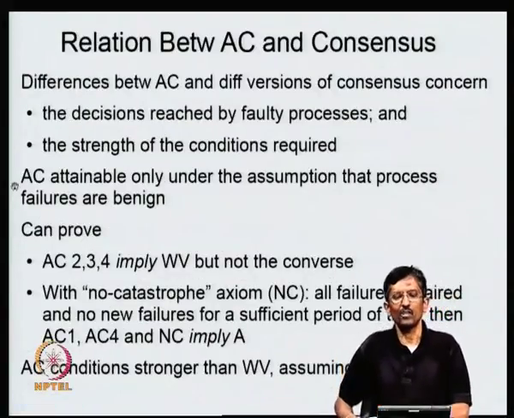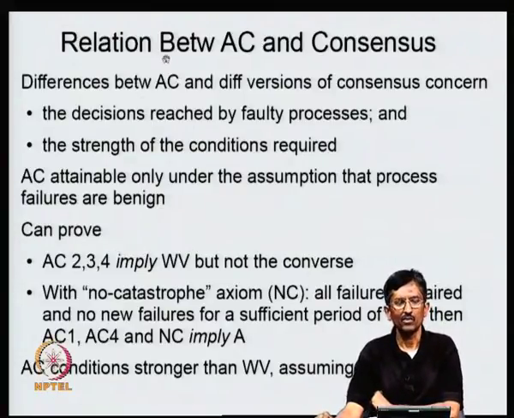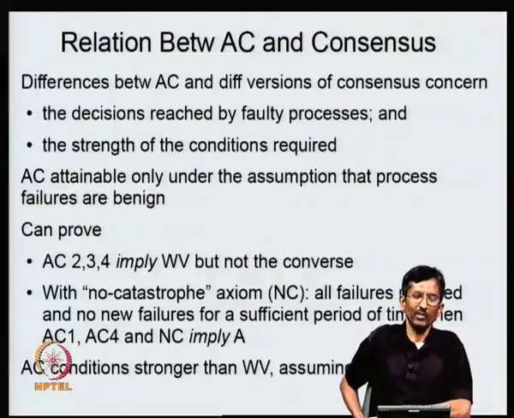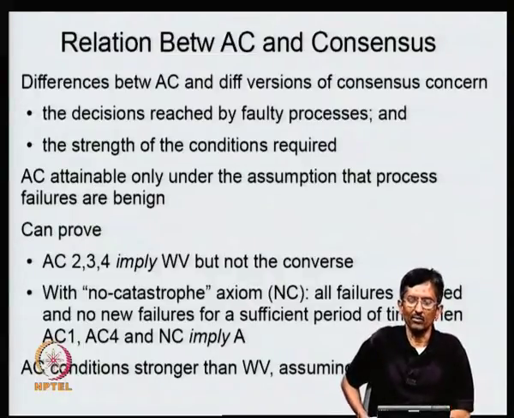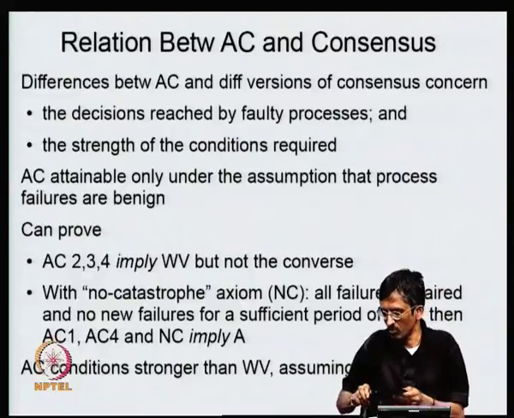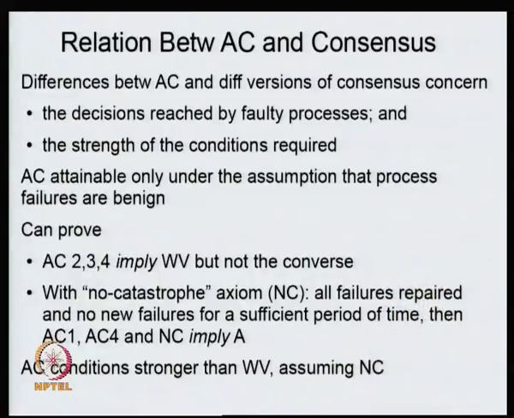So if you look at atomic commitment and consensus, you'll see that the differences are because of what happens with respect to faulty processes. As I mentioned earlier, in the case of atomic commitment, even faulty processes have to say yes for commitment, whereas that is not really necessary for consensus. Atomic commitment, as I mentioned earlier, is attainable only under the assumption that process failures are benign, and it is not valid for Byzantine failures.